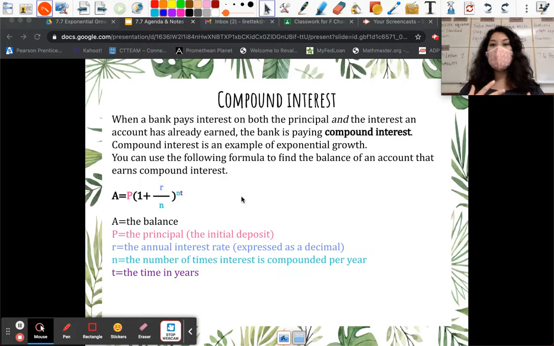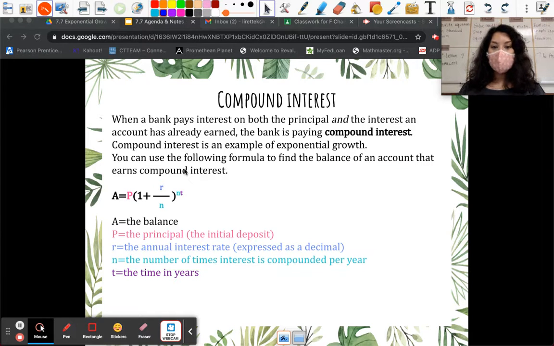Compound interest is a real world example, a real life application of where exponential growth is used. Banks use them, specifically when a bank pays interest on both the interest and the principal for money that is in an account. When that happens, this is known as compound interest. So not only is it gaining interest on the amount of money that was put in, but any interest that amount of money has earned is also gaining more interest. So it's gaining interest on top of interest.